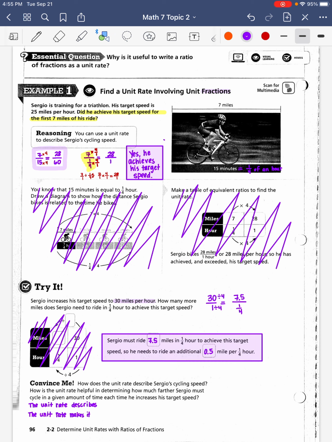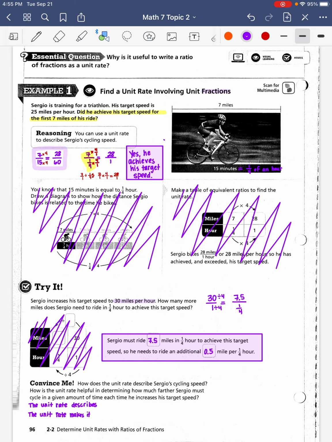Okay, looking at convince me. How does the unit rate describe Sergio's cycling speed? How is the unit rate helpful in determining how much farther Sergio must cycle in a given amount of time each time he increases his target speed? So let's talk about what the unit rate describes first.